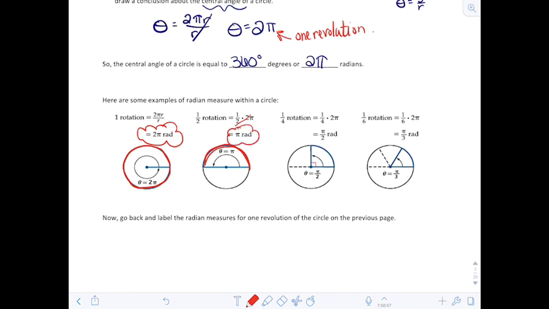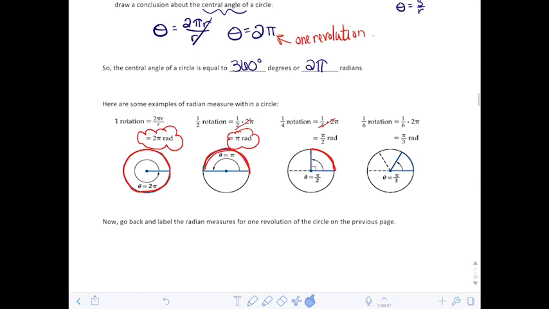A fourth of a rotation will be 1/4 of 2 pi. Those cancel, and the 4 becomes a 2, so pi over 2 radians would be our theta and our arc length. And then a sixth of the rotation, so 1/6 of 2 pi. Those would cancel, and we would have pi over 3 radians.